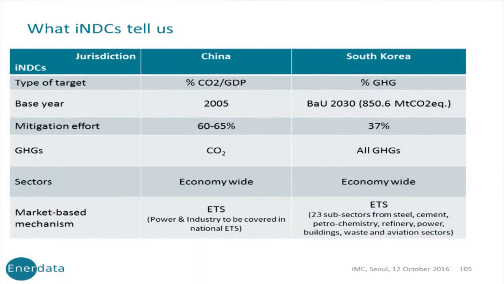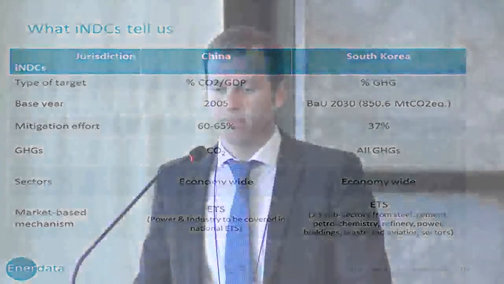For China, we have a range of mitigation effort, a single value for South Korea, 37% effort. But for both countries, this is a market-based mechanism, an ETS. So the next step is to quantify all these objectives in our model.